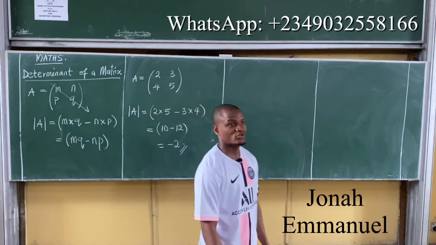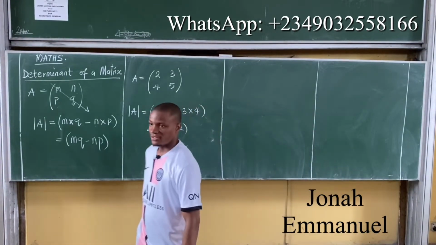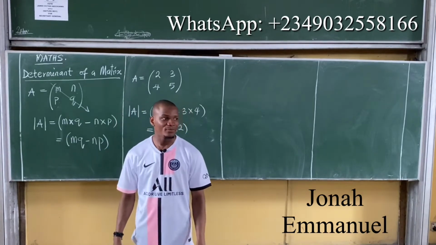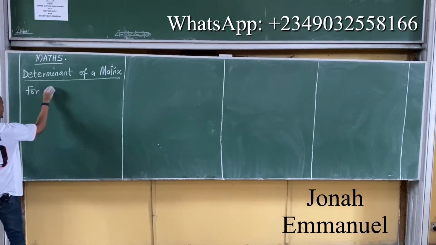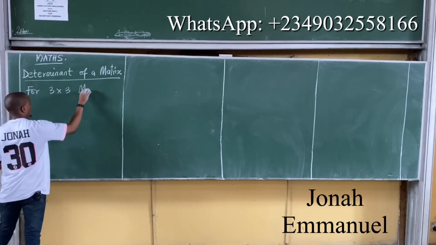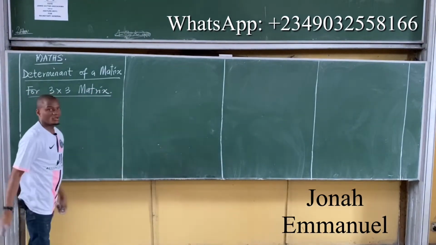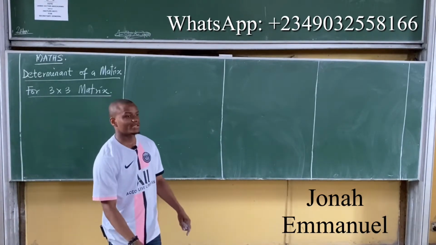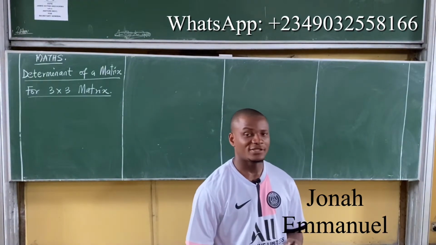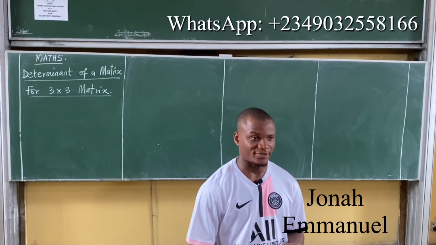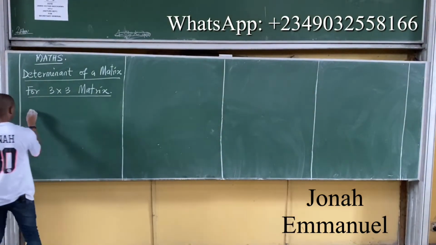That's about the 2 by 2 matrix. Let's get the determinant for a 3 by 3 matrix. This one is a bit complex, but copy and look up. I'll take just one example of this. Let's look at how to get the determinant for a 3 by 3 matrix. Look up, please. How do you do that? I'll do an example and solve together.